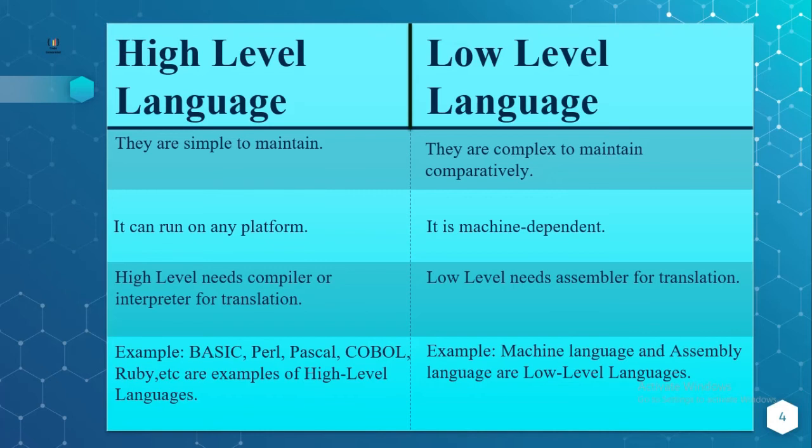Next, the real-world examples for high-level language are Basic, Perl, Pascal, C, Java, and Ruby. For low-level language, machine language and assembly language are the low-level languages.